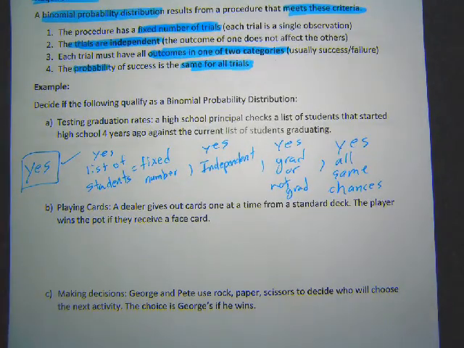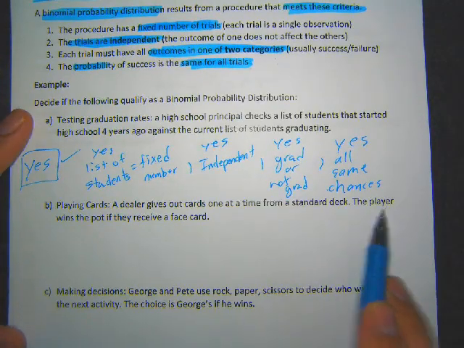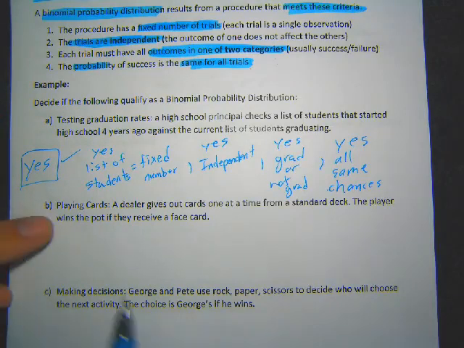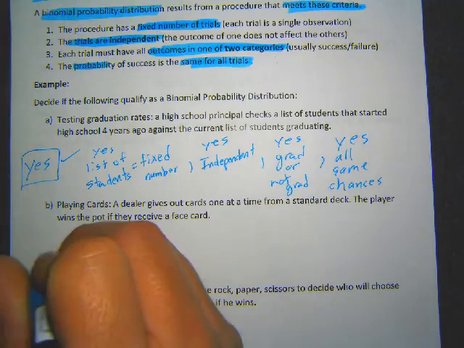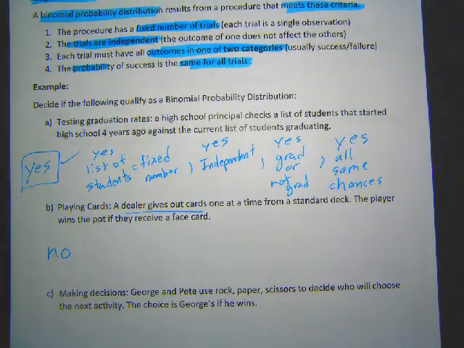Let's try with playing cards. So playing cards, the dealer gives out cards one at a time from a standard deck. Player wins the pot if they receive a face card. You can see some things go well, like wins the pot if they receive a face card. So there's win or not win, right? You get the pot or you don't get the pot. So there's only two options. Fixed number of trials, there's only so many cards in the deck, so this is a fixed number. But this one does not work because as he deals out the cards, the chances are changing, right?